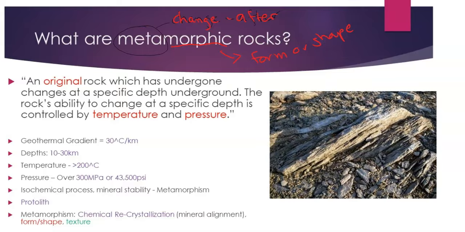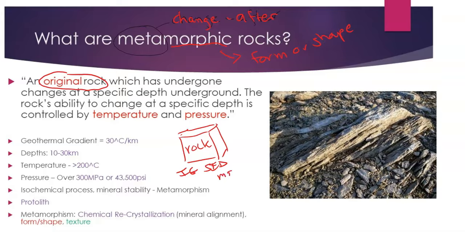So it really is an original rock, right? So you take any rock. Okay, this could be igneous, this could be sedimentary, or it could be another metamorphic rock, and we'll get onto why that is later on in the video. So any rock, okay, this is called the parent rock, or it's also called the protolith right here. So the protolith is the rock that is the starting point for this journey of a transformation, and this transformation of the rock into metamorphic rock is called metamorphism.